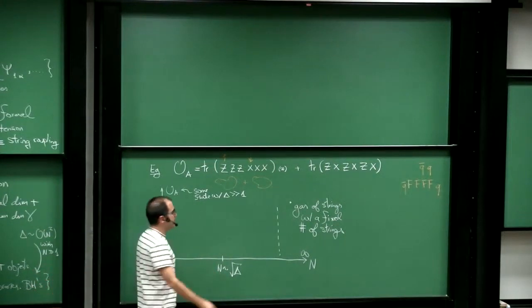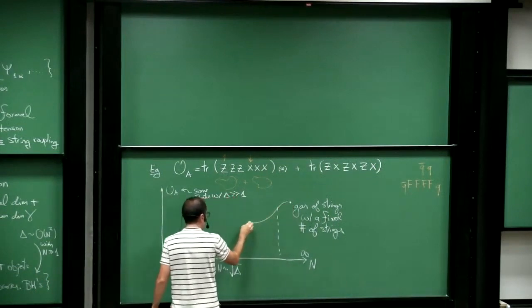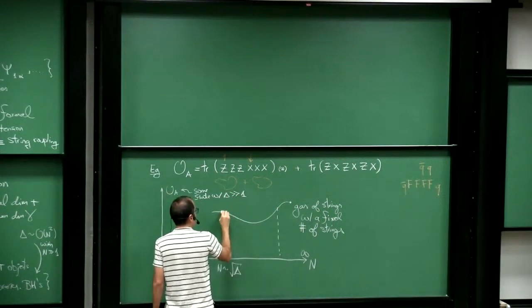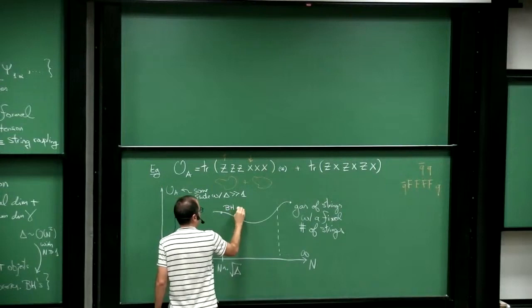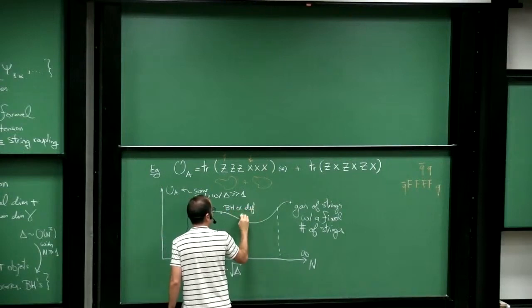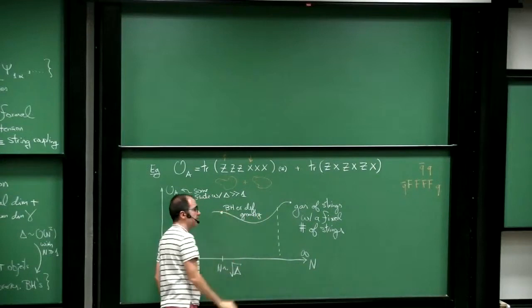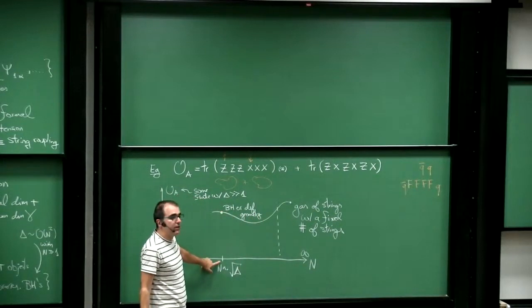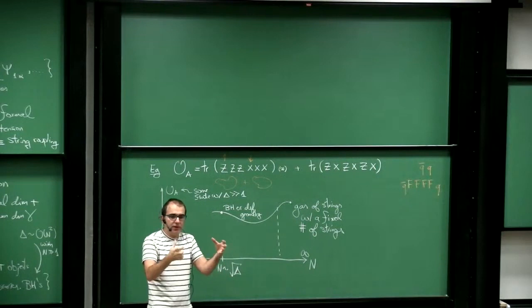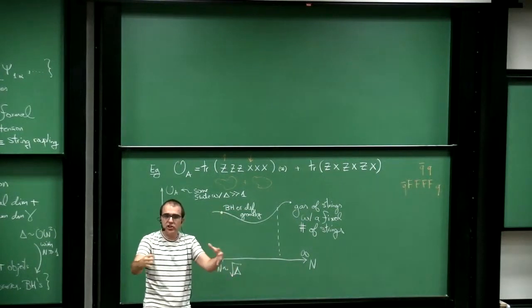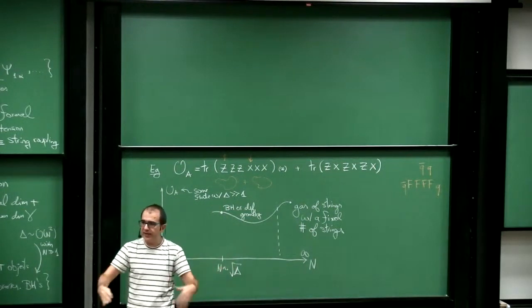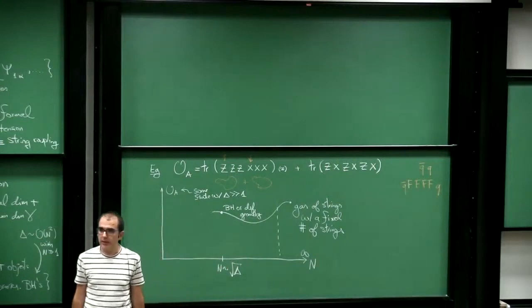So you start with a gas of strings, and then your operator at this region would be some kind of black hole or maybe some deformed geometry. Because at this point, compared to N, N could be still very big, but now the operator is big enough that it's really changing the geometry. It's really having an effect of back reacting on your vacuum.